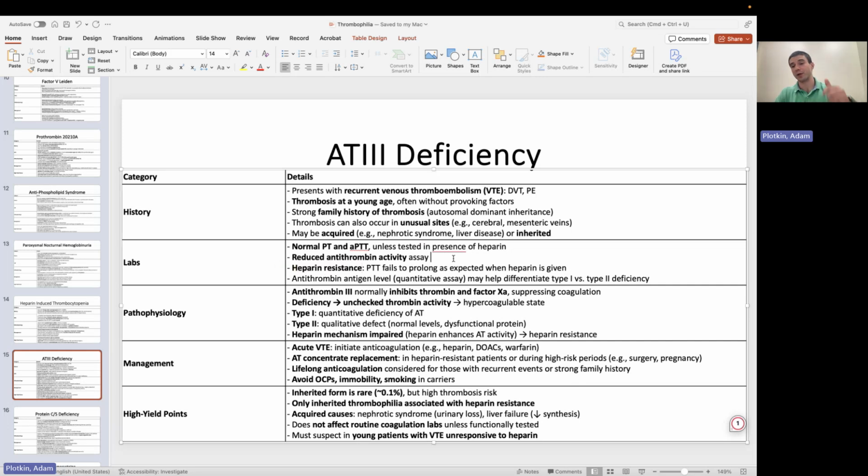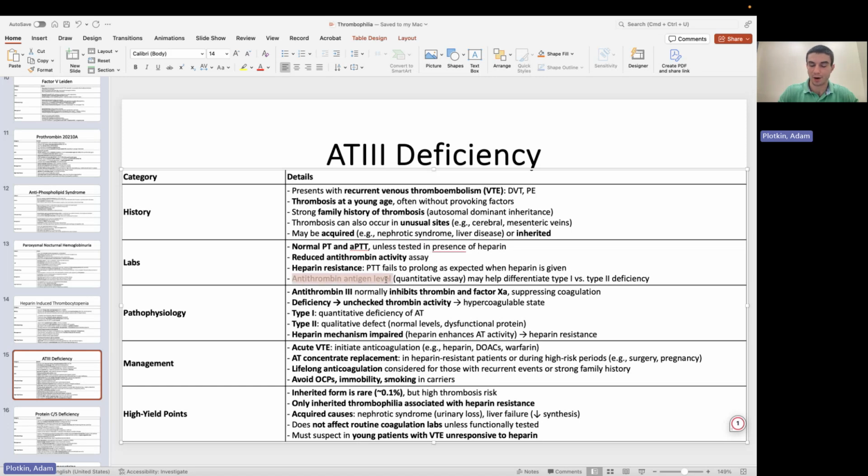So normally when I give heparin, we activate antithrombin III, we block factors 10 and 2, the PTT prolongs, okay? If my patient has antithrombin III deficiency and we give them heparin, there's nothing for heparin to activate. So there's nothing that's going to stop factor 10 and factor 2. So the PTT is not going to prolong, okay?